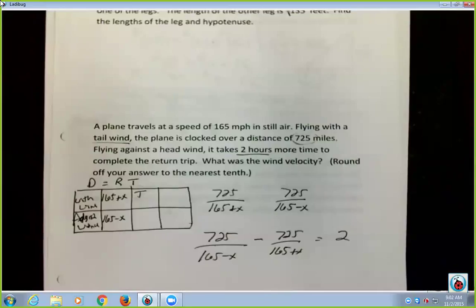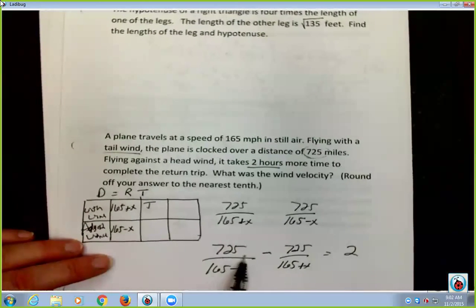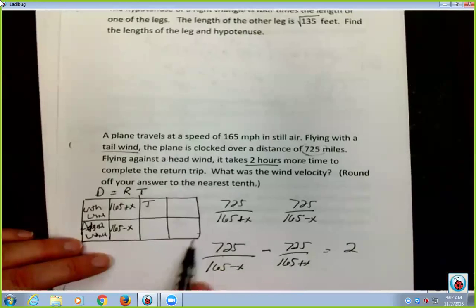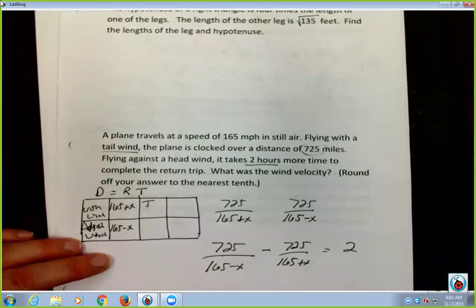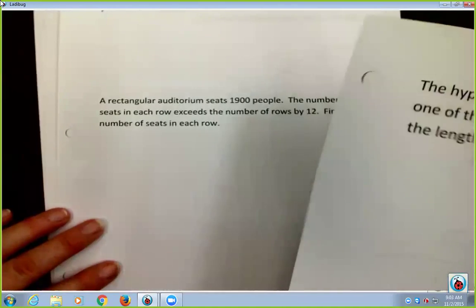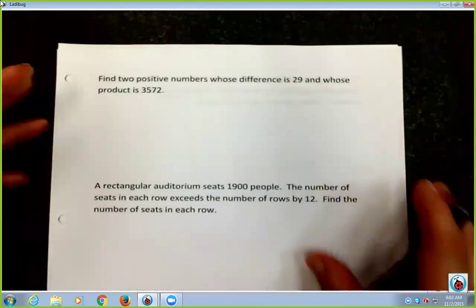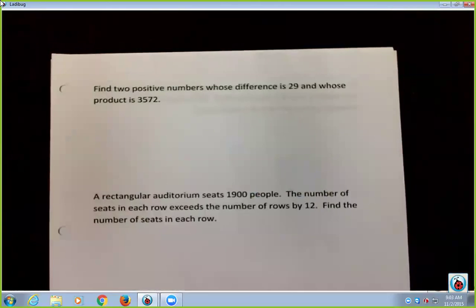And again, I'll finish these. I just didn't want to eat up all of our time going through them. But it's the difference between these two, because it's 2 hours. This one takes 2 hours more than this one. So if I take this one minus that one, I will get my 2 hours that's in there. And then let's see, what's the next ones in here? Now again, I will go back and finish these in your notes. So if you get the notes, you'll have those.